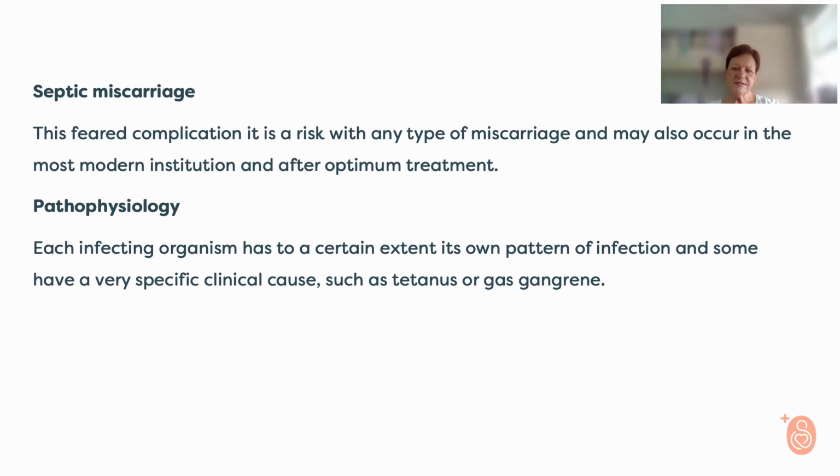Then our next type of miscarriage is a septic miscarriage, and this is a very important one. It's a feared complication, and as we've said in some of the previous miscarriages, it's a risk with any type of miscarriage. And it may also happen in a more modern institution and after optimum treatment. So it's not always associated with a criminal type of abortion. And the big problem is that the infecting organism has its own pattern of infection, and some have a very specific clinical course, namely tetanus and gas gangrene. So there are different ways that this can manifest.